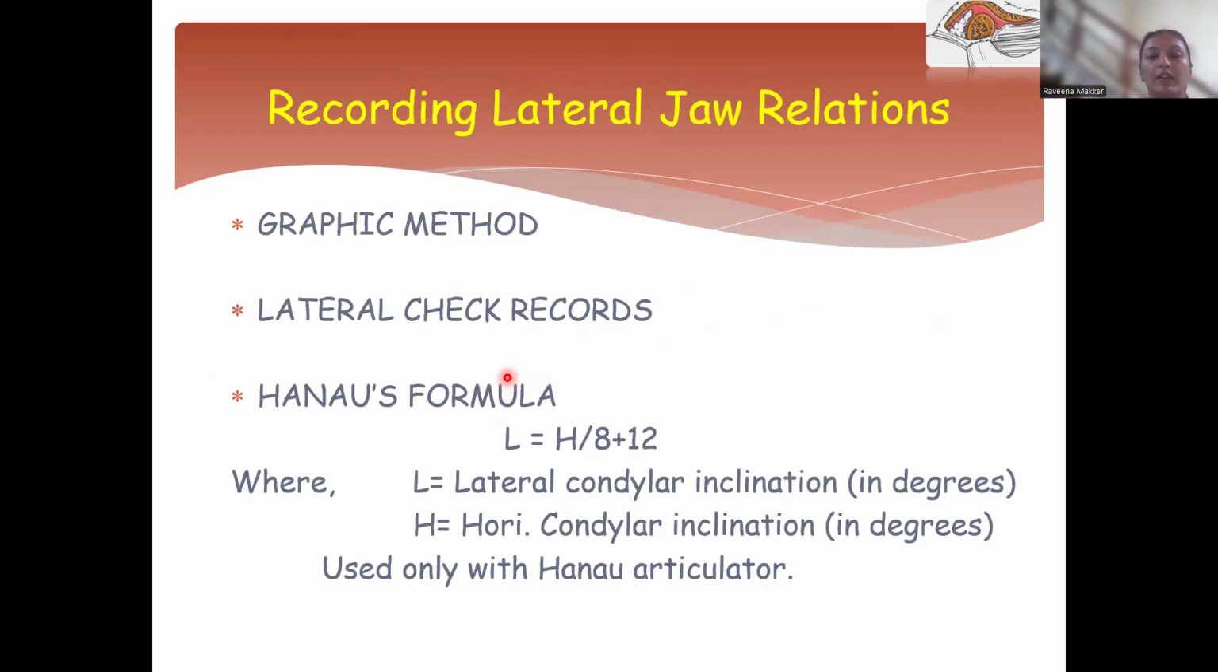Now, for recording a lateral jaw relation, the same methods can be used: the graphic method and lateral check record methods. Another method is Hanau's formula, where, if you can calculate the protrusive record, L can be calculated as L equals H upon 8 plus 12, where L is the lateral condylar inclination and H is the horizontal condylar inclination in degrees. But it can be used only with the Hanau articulator.